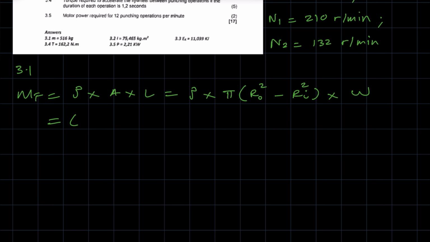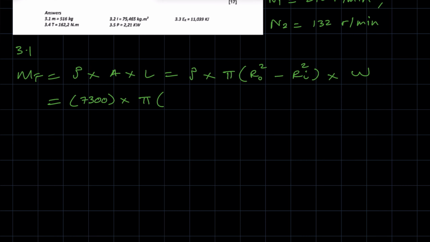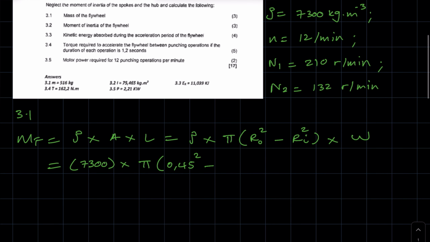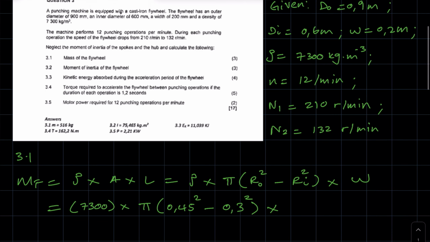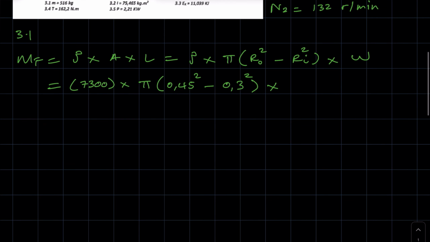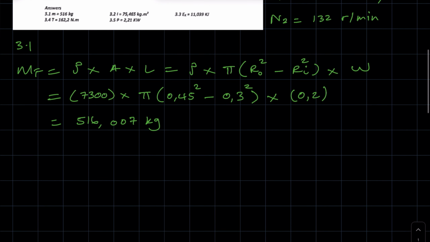Now we substitute. This is equal to 7300 kilograms per cubic meter times pi into the outside radius, since the outside diameter is 0.9, meaning the outside radius is 0.45, squared, minus the inside radius, since the inside diameter is 0.6, which means the inside radius is 0.3, squared, times the width, which is 0.2 meters. Now if you punch this in your calculators, we get 516.007 kilograms.